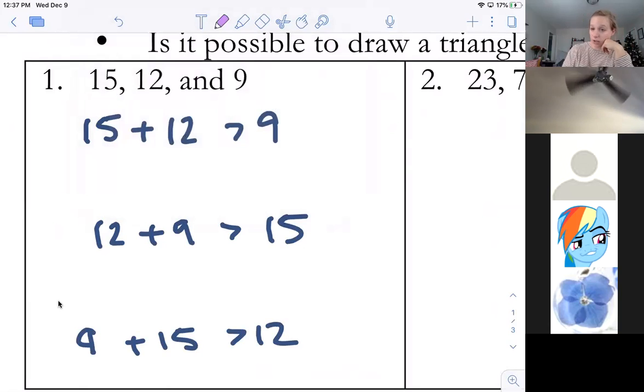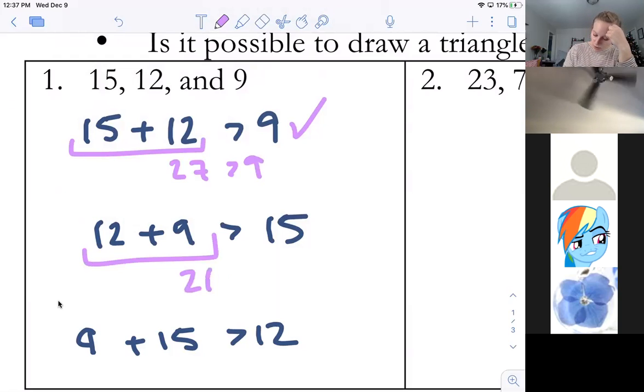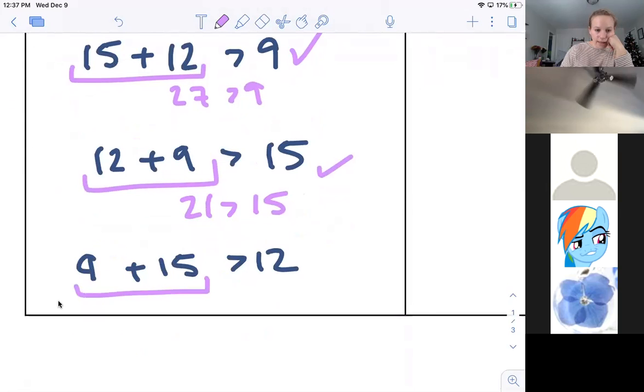Now, what I'm about to do in pink, you don't necessarily have to do, but this is what I want you thinking. So we're thinking 15 plus 12 is 27. Is 27 greater than 9? Yes, that's good. That's a true statement. Now I'm going to do 12 plus 9 is greater than 15. 12 plus 9 is 21. 21 is greater than 15. Oh, that's true. Yep, keep going. 9 plus 15 is 24. 24 greater than 12. Oh, also true.